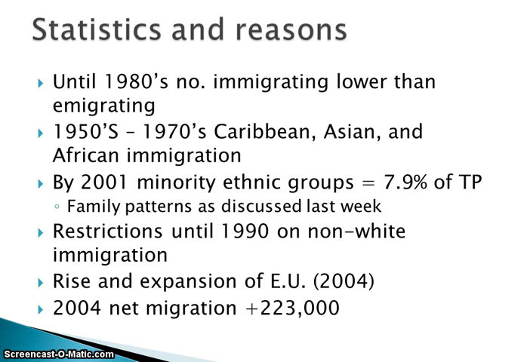So some statistics and some reasons for this. Until the 1980s, the number of immigrants was actually lower than the people leaving the country, so there was less coming in than going out, so we had a decline in population. In the 1950s through to the 1970s, there was a big change and an increase in immigration, and it started with Caribbean people coming in the 1950s, and this moved through to more South Asian people in the 60s through to African immigration in the 1970s.